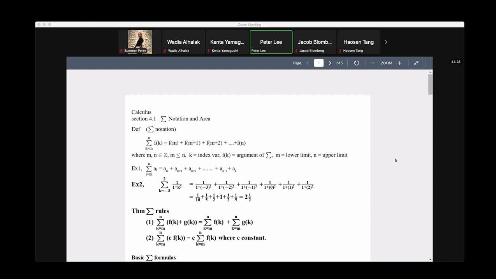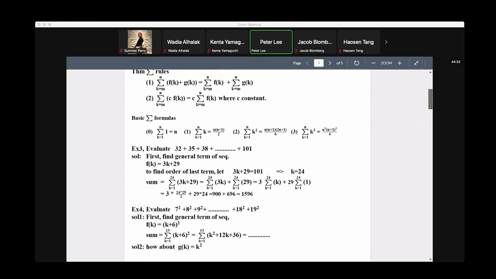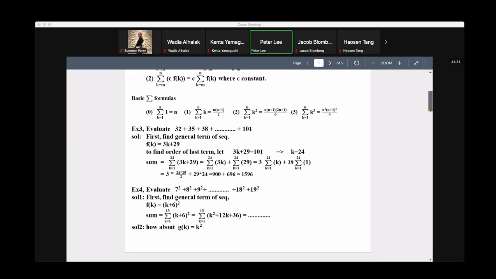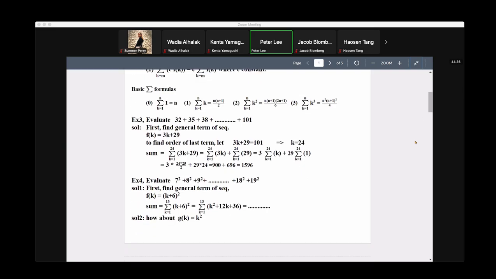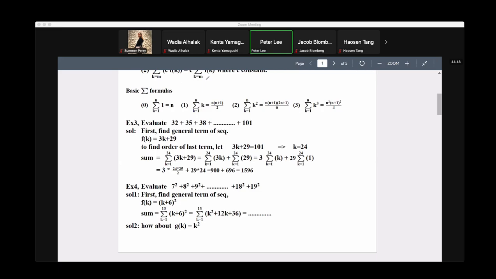Okay, example 2, we did that last time, and now let me scroll this down. We did all that, and the basic sigma formula. So now what I would like to do is look at example 3. Example 3 is right here.